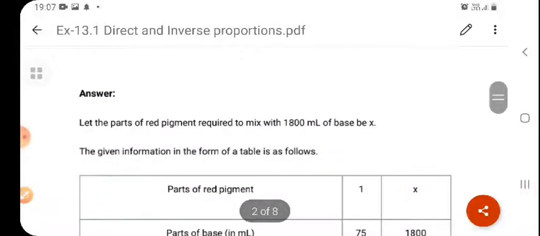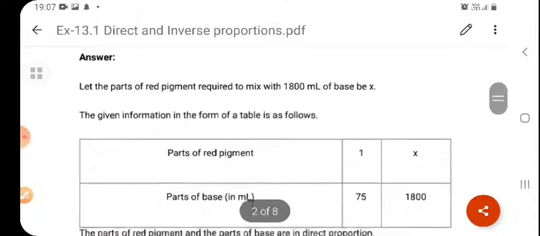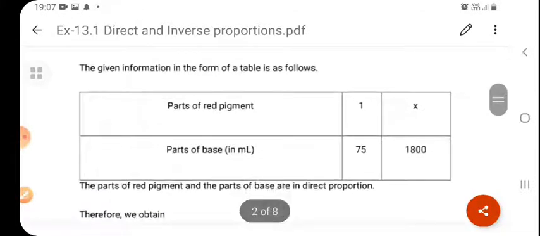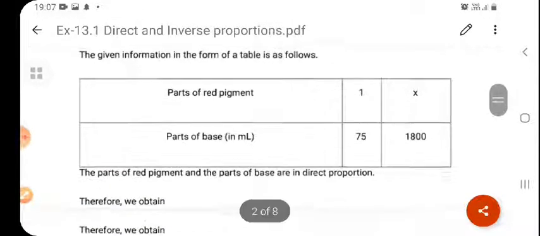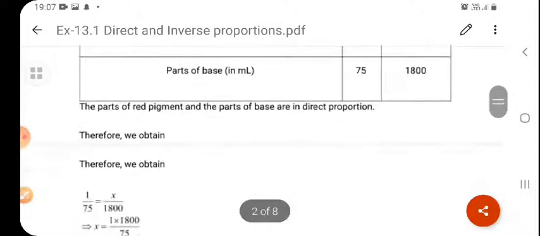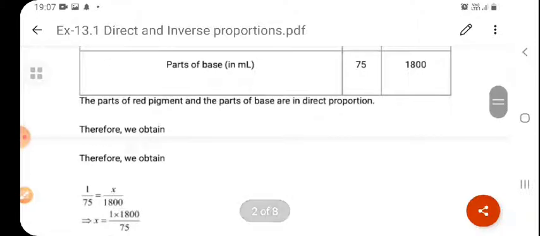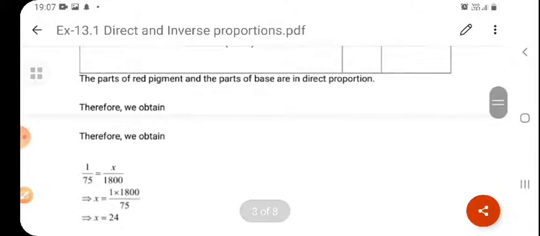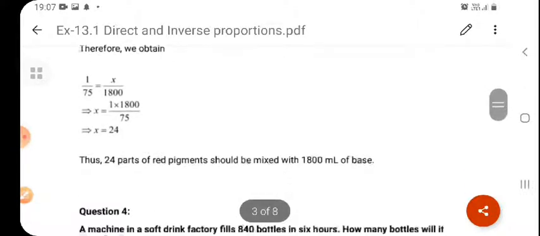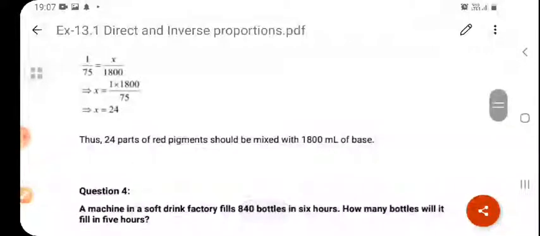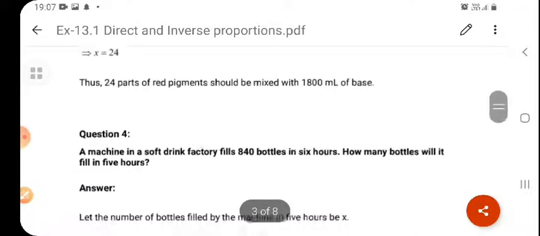Here also we find the ratio. We'll assume the part of red pigment is 1 and x. For 1 the part of base is 75 ml, for x the part of the base is 1800. So we will find the ratio as 1 upon 75 is equal to x upon 1800. Now it is in direct proportion. So by cross multiplying, we will get x is equal to 24.